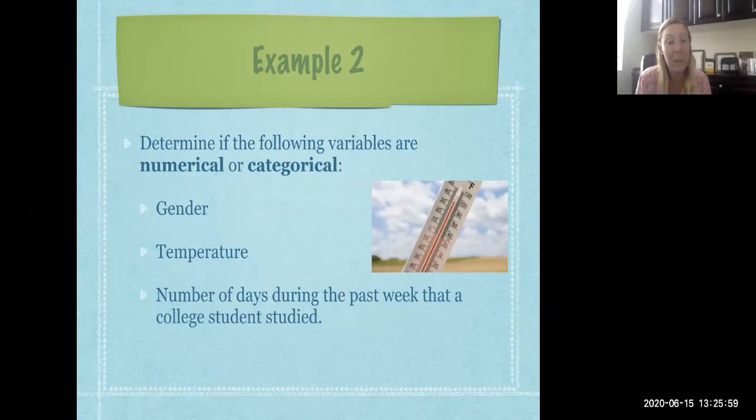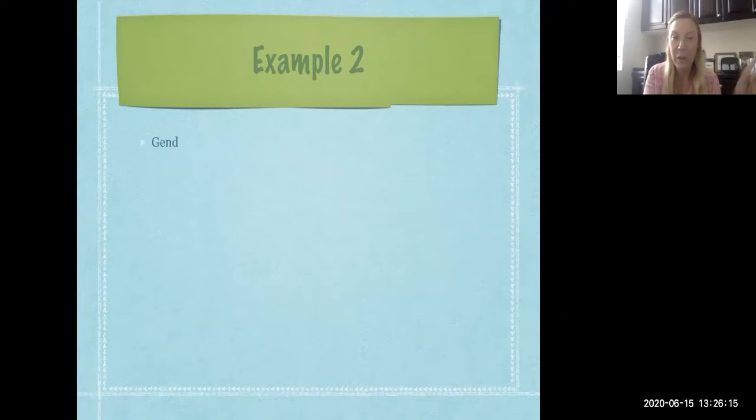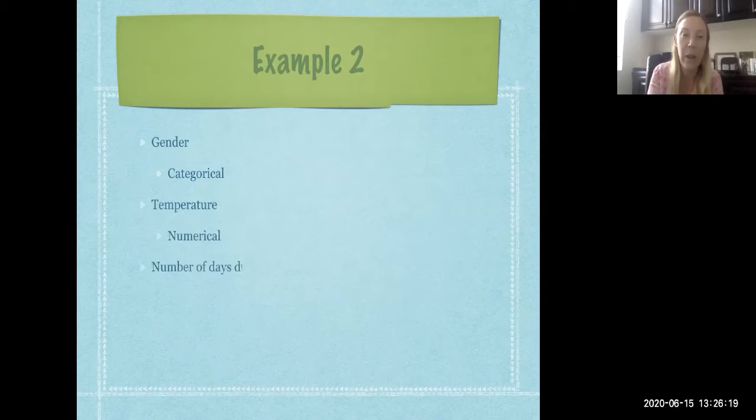Now, if we changed it instead of number of days to number of hours, then we'd want to measure it to a certain level of accuracy. So then we'd change it from discrete to continuous. Okay, and then zip code, as you recall, was categorical. Okay, we're going to give it a minute for my slide to catch up.